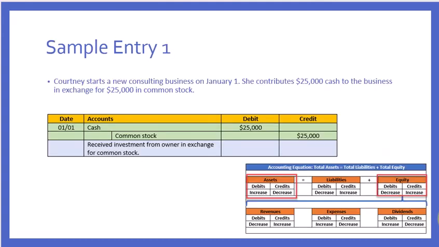Okay, so sample entry 1. Courtney starts a new consulting business on January 1st. She contributes $25,000 cash to the business in exchange for $25,000 in common stock.